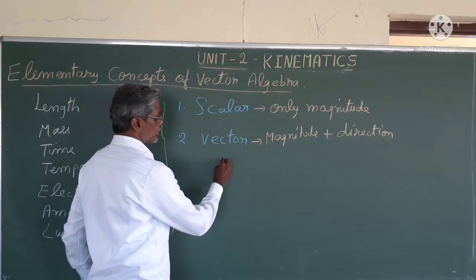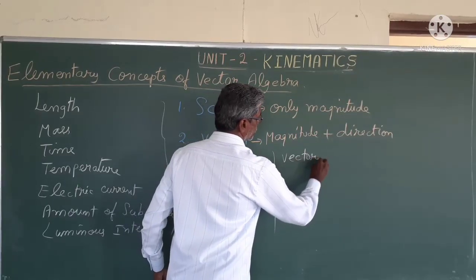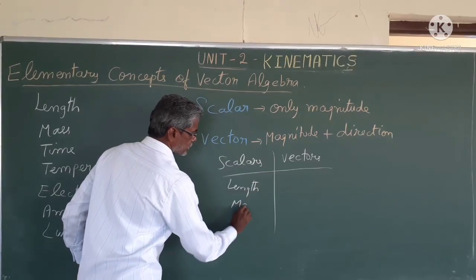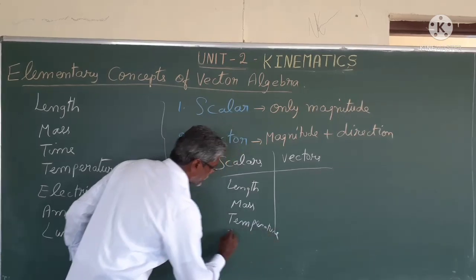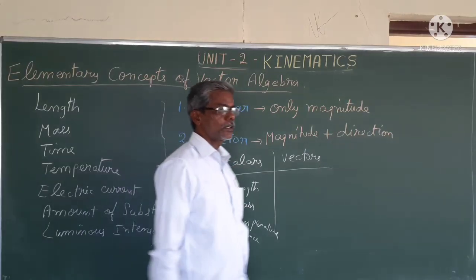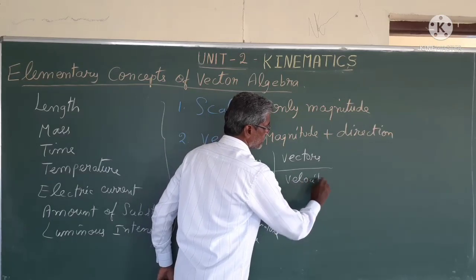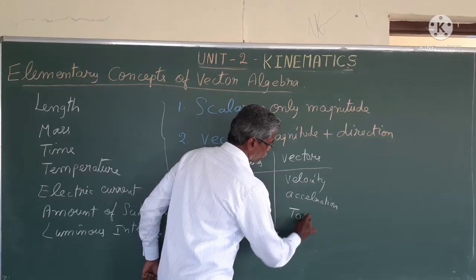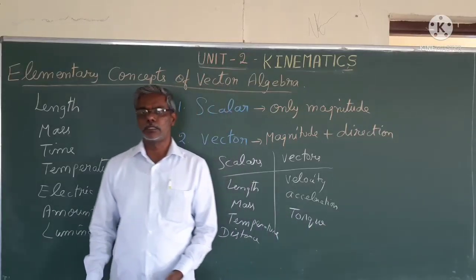Examples of scalar and vector. Length, mass, temperature, distance, speed. These are all examples of scalar. For vector, the examples are velocity, acceleration, torque, etc. These are all examples of vector.